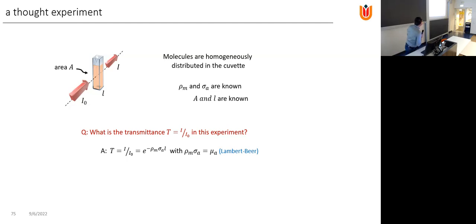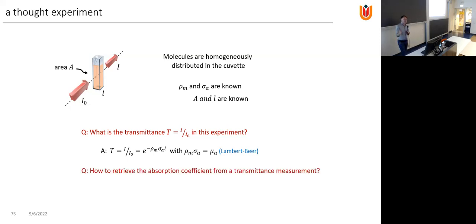The follow-up question. So this is what we will do in the experiment. If we do the experiment, we would measure this transmittance. So now the follow-up question is, if I did this, and it's also not a trick question, it's just that the answer is almost staring you in the face. If you would want to retrieve the absorption coefficient now from such a transmittance experiment, what would we need to do?